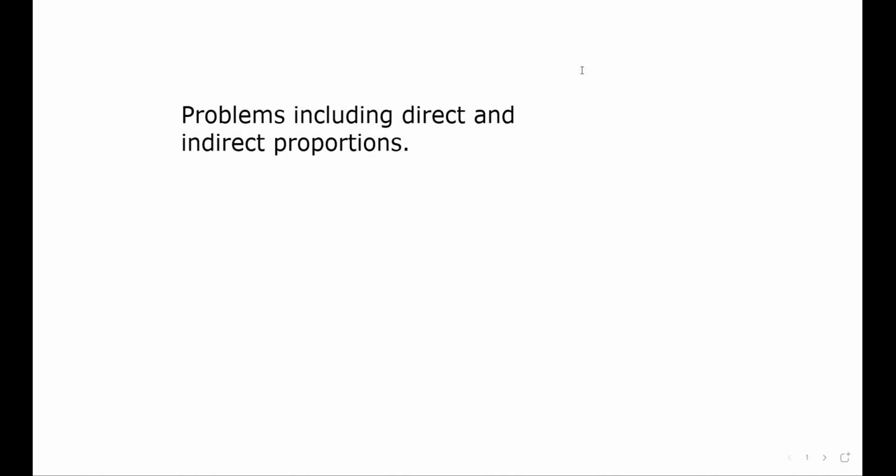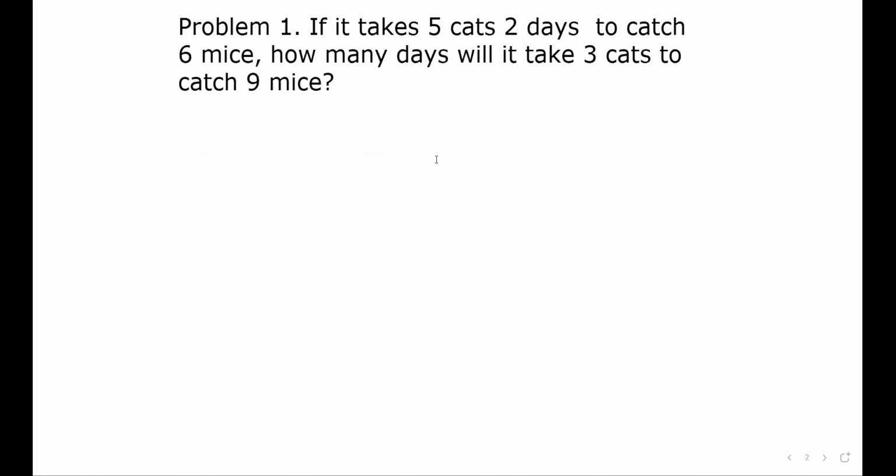Let's see the problem. First of all, let's read the problem. Problem one. If it takes 5 cats 2 days to catch 6 mice, how many days will it take 3 cats to catch 9 mice? So you can see here we have three variables: cats, days, and mice. And we are requested to find the number of days for 3 cats to catch 9 mice.